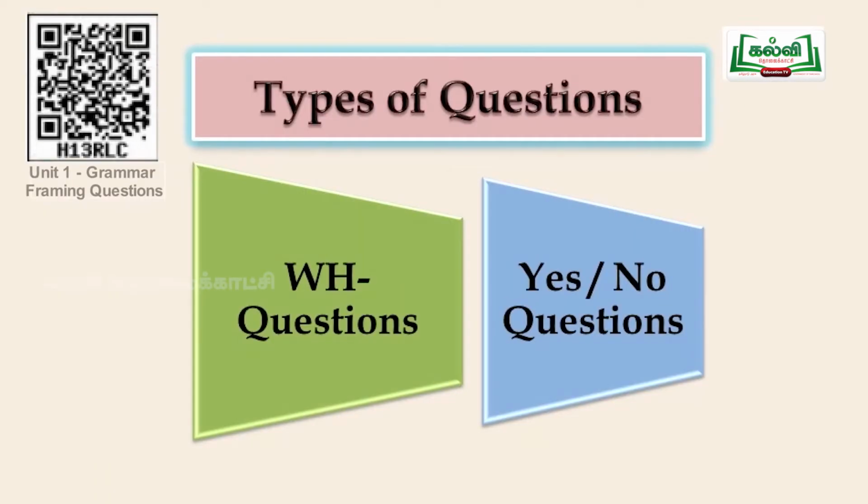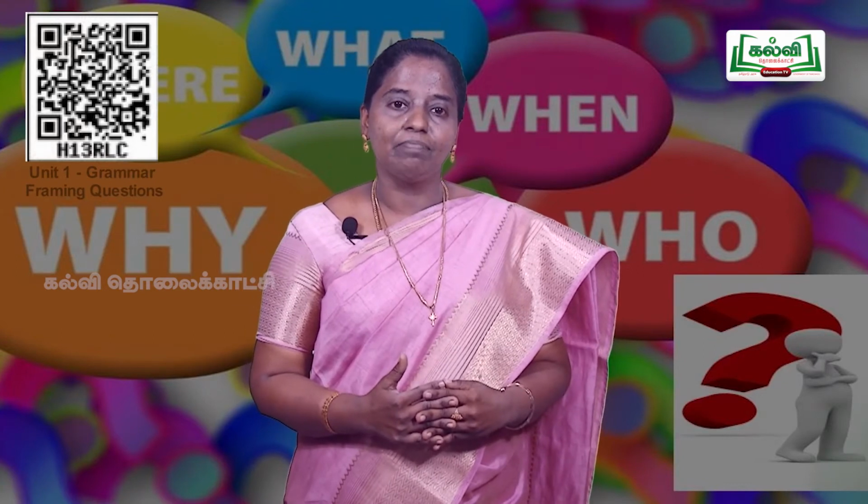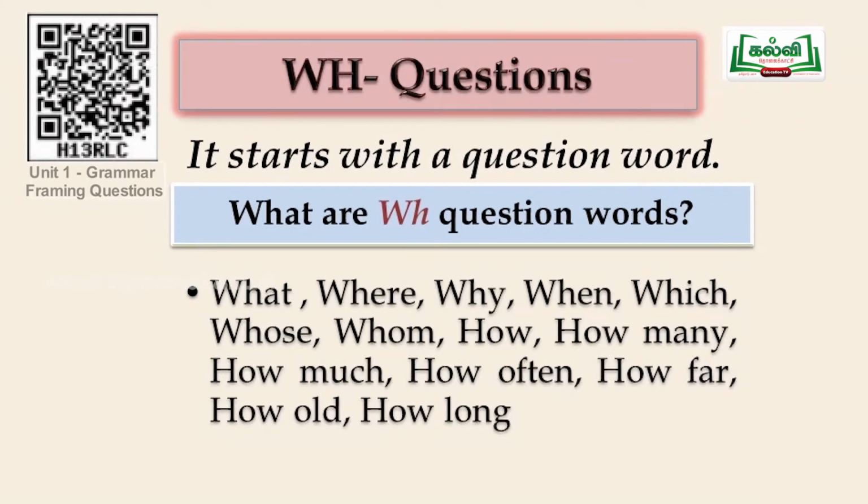By the way, let's move on to the types of questions. Yes, I know, I can hear you people are now telling the answer. Yes, how many types are there? Two types. Yes, what are they? WH questions and yes or no questions. Okay, so shall we discuss it? What is a WH question? Very simple. Questions that begin with a WH question word. What are WH question words? What, when, why, where, who, which, whose.